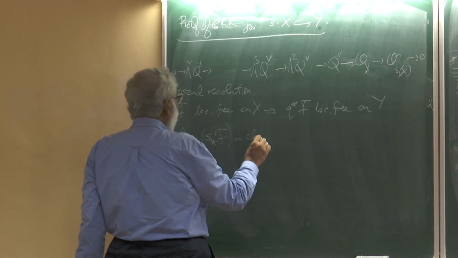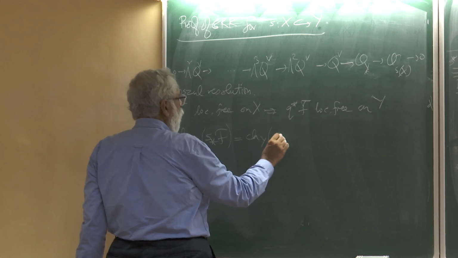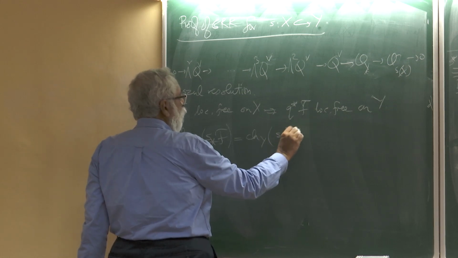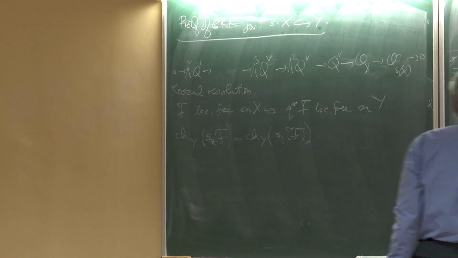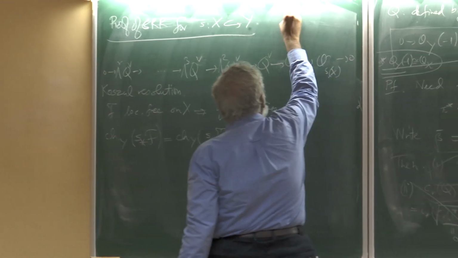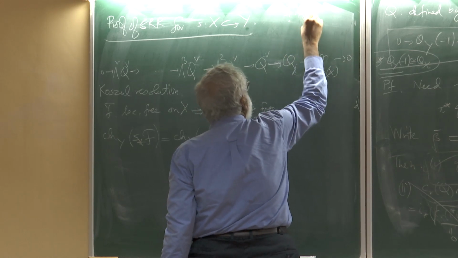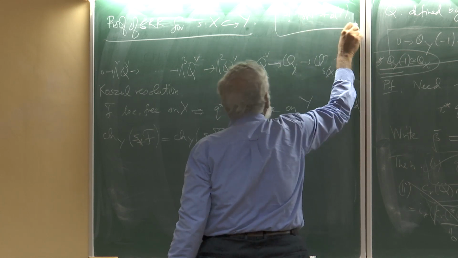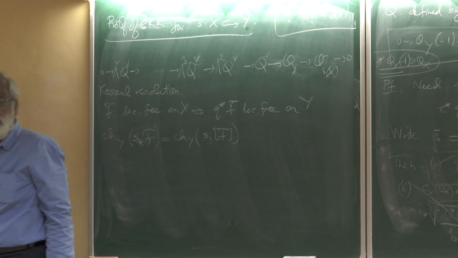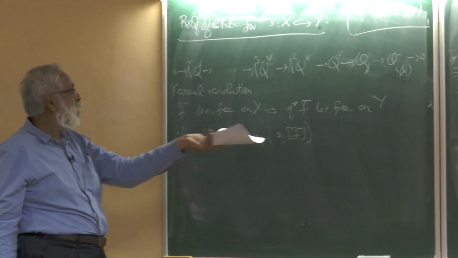This, if you want to be more pedantic, is ch of Y of S lower shriek of the class of F, where S lower shriek was this map from K0 X to K0 Y. It's one of the things appearing in Riemann-Roch. I'm just trying to say what I'm computing, because it's the same as this.